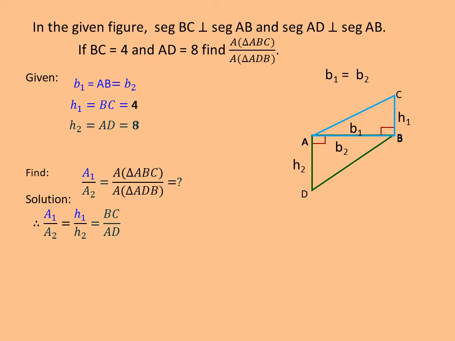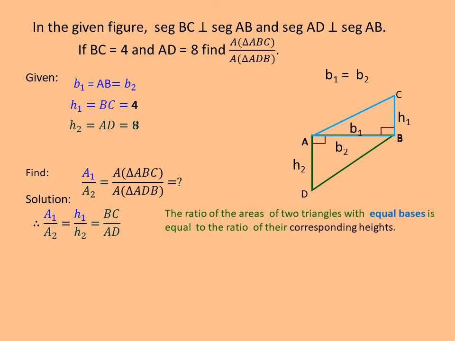I wrote BC and AD because you should know that in the diagram BC is indicated by H1 and AD is indicated by H2. The reasoning is: the ratio of the area of two triangles with equal bases is equal to the ratio of their corresponding heights. Let us substitute. H1 is 4, H2 is 8. Let us do cancellation: 4 twos are 8, 4 ones are 4.